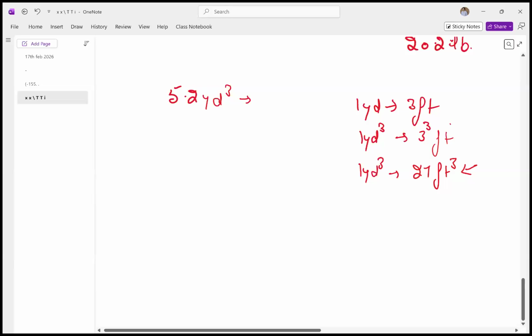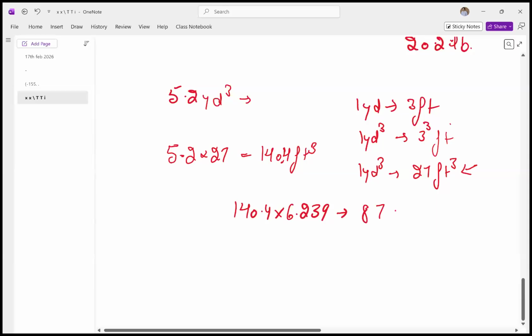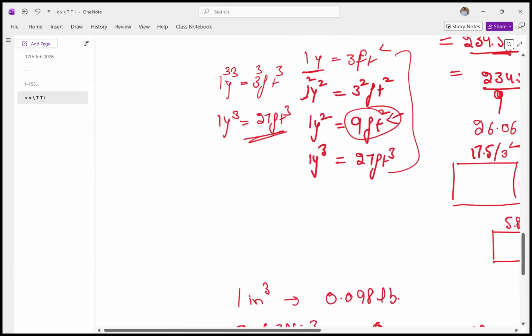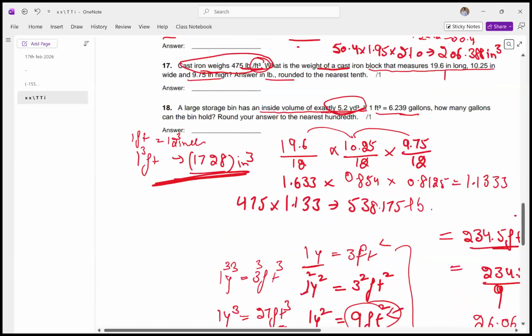So this value will be equal to 5.2 multiplied by 27, which is equal to 140.4 cubic feet, and then 140.4 multiplied by 6.239, that's going to give you the final answer of 875.96 gallons. And if it asks you to round it to the nearest tenth, then that's what it is.